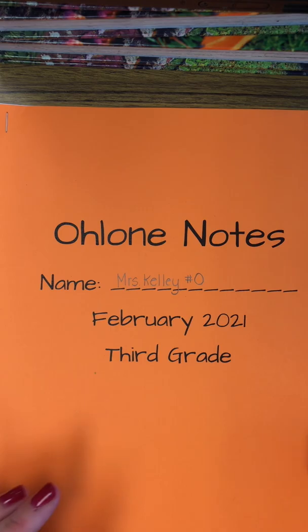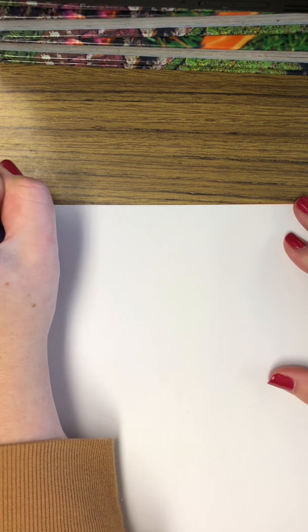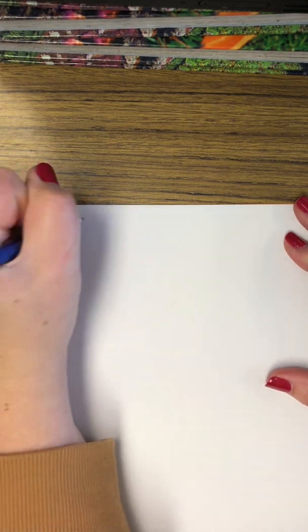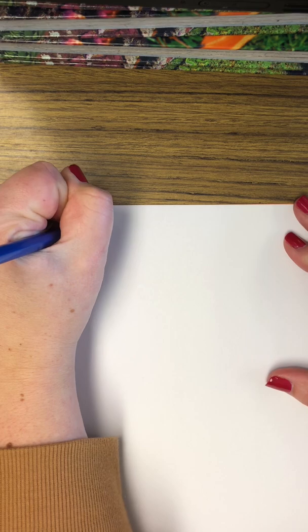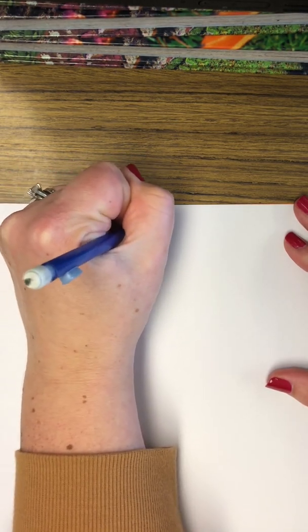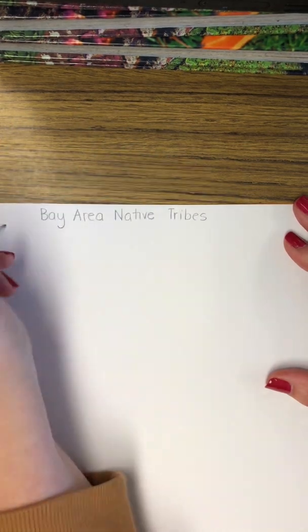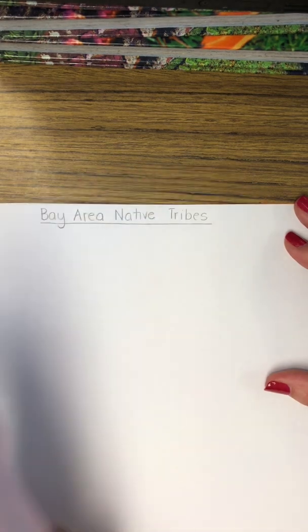For today's activity, we're going to be using page 1. So I'll go ahead and flip to that. And I'm going to title it, just like the map video showed, I'm going to title this Bay Area Native Tribes. And I'll go ahead and underline that. Since it's a title, I did capitalize each letter at the beginning of each word.